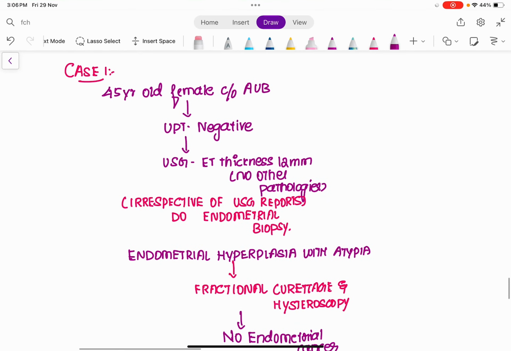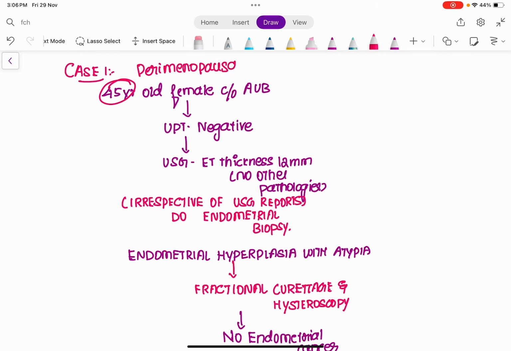Okay. So now I have an interesting case for you with which we are going to conclude this topic of endometrial hyperplasia. So let's get into the case now. The case one is a 45-year-old female. She's complaining of abnormal uterine bleeding. I'm not giving any other history for you now. So the history given to you is just a 45-year-old female complaining of abnormal uterine bleeding. So you can take it as a perimenopausal age group female.